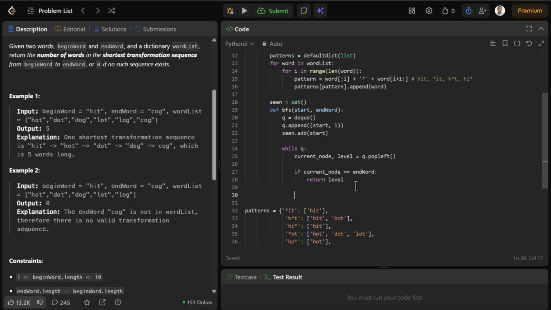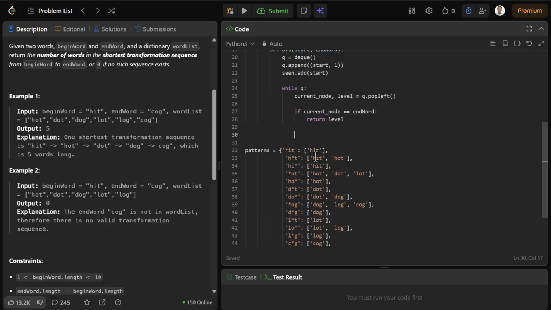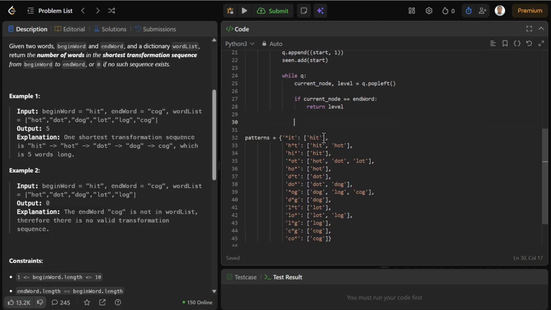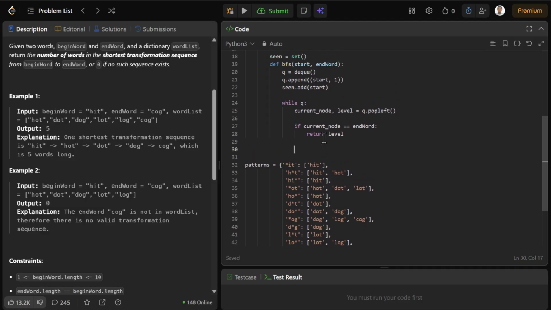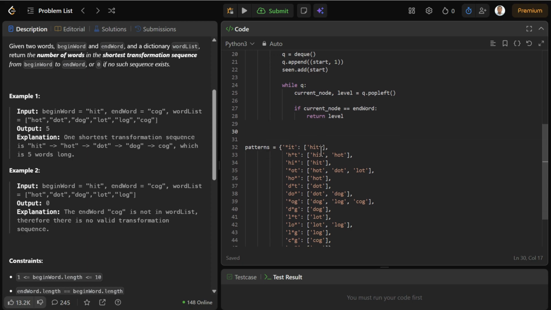If that's not the case, here is the thing: we want to start taking in the neighbors. For example, if we are looking at the word heat, what should be the neighbors of heat? Well, the neighbor of heat should be hot. Now, how do we eventually add the neighbors of heat in this case?